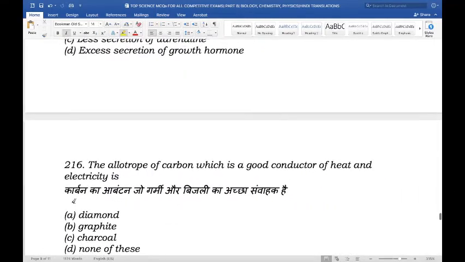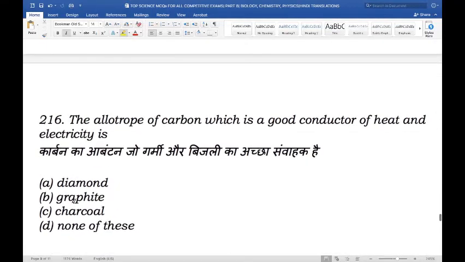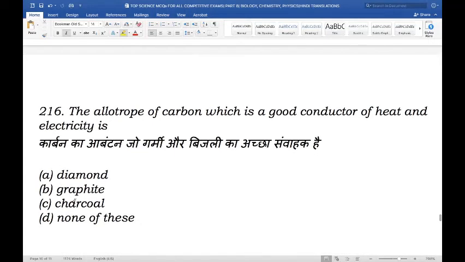Next question. The allotrope of carbon, which is a good conductor of heat and electricity. So which of these allotropes of carbon is a good conductor of heat and electricity? Is it A, diamond, B, graphite, C, charcoal, or D, none of these? So the right answer here is B, graphite.